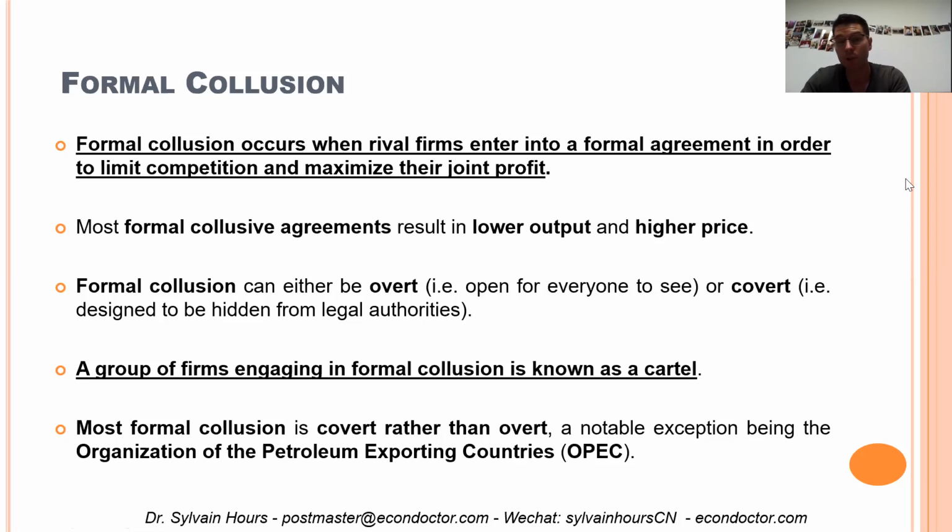There is one exception, which is the OPEC. The OPEC is not really a group of businesses, but a group of countries that agree to limit competition, and they agree on how much oil they will extract every year or over a given period of time. So it is a form of collusion.